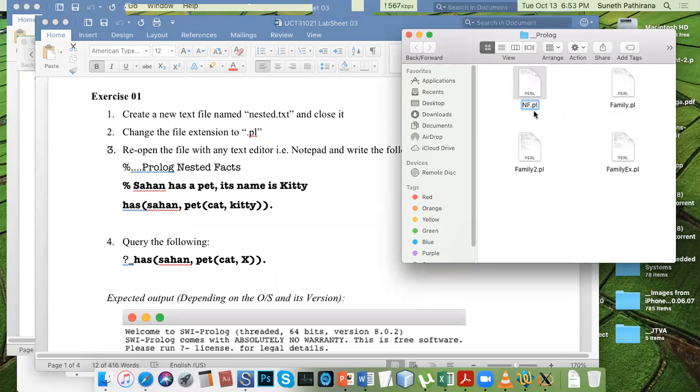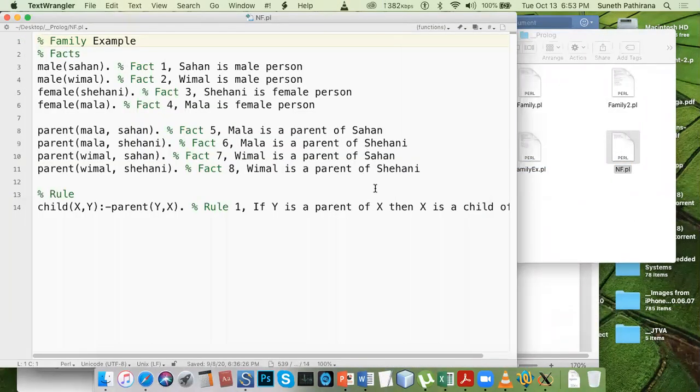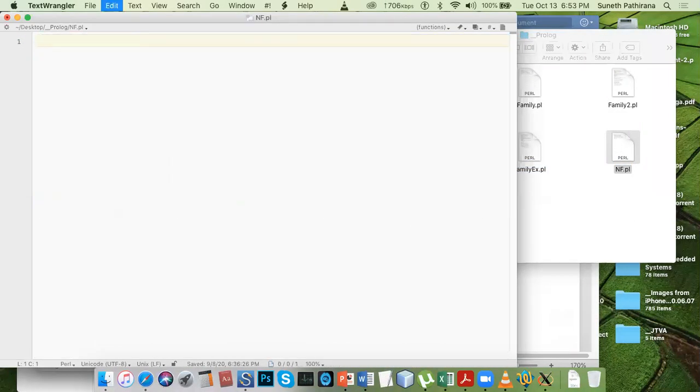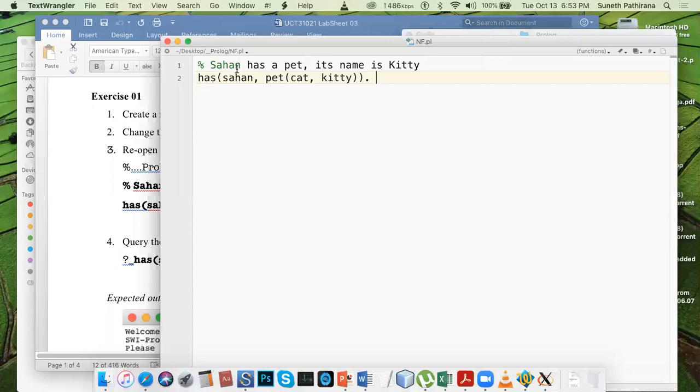This time, don't worry. I put NF, nested facts. Open up with text editor. I delete everything and paste this thing. So this time, this is very, very simple. Has Sahan. So you see the brackets, the outer brackets. This is the function has. Has is not a keyword. It's a user-defined function.